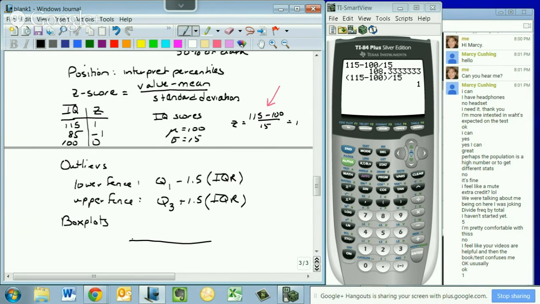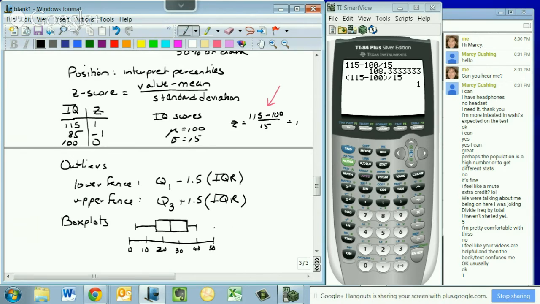Make sure you draw your axis and label your axis underneath the actual box plot. But a box plot uses the 5-number summary to show the distribution of a data set. So you draw a box that extends from quartile 1 to quartile 3, draw a vertical line at the median, and then draw whiskers that go down to the minimum and up to the maximum.